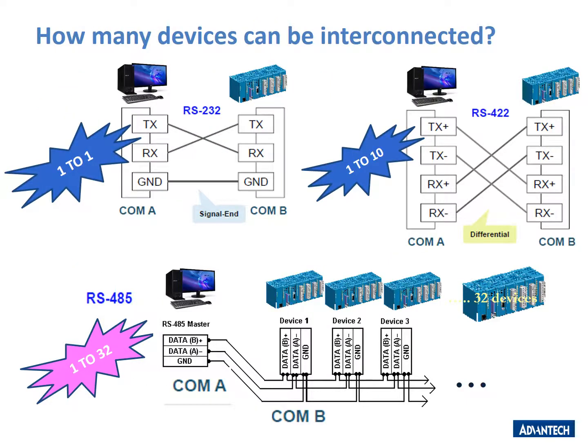How many devices can be interconnected in the same network? Every configuration has a limited number of devices that can be interconnected. For example, for RS-232 standard only one device can be connected to one host. So in the industrial environment with a lot of machines this may be inefficient. For RS-422 it can be connected up to 10 devices to a host. And the RS-485 is the most popular configuration because 32 devices can be connected in a network.